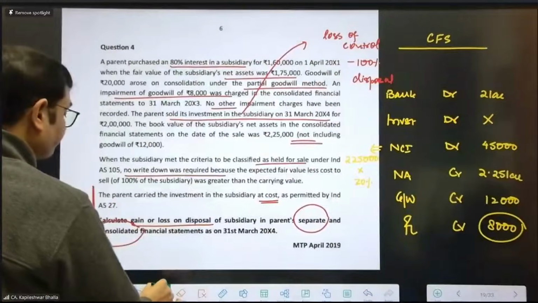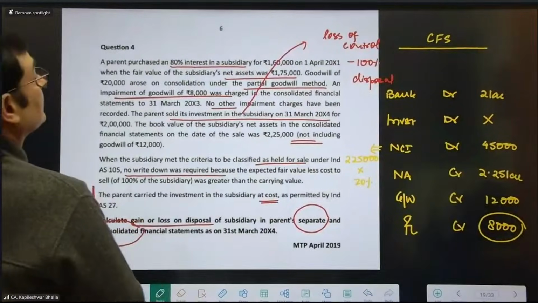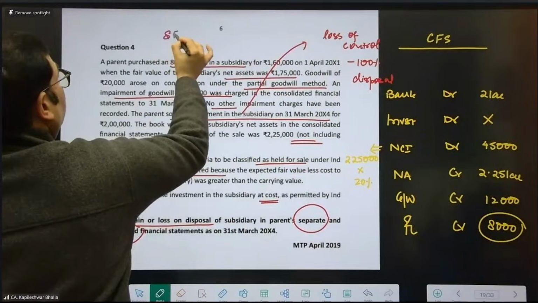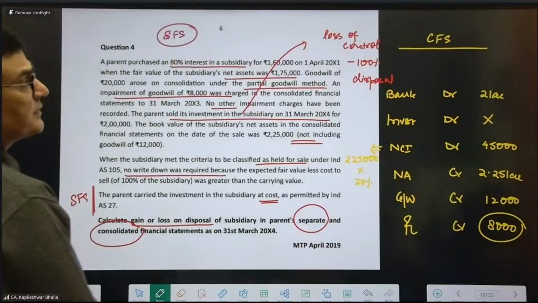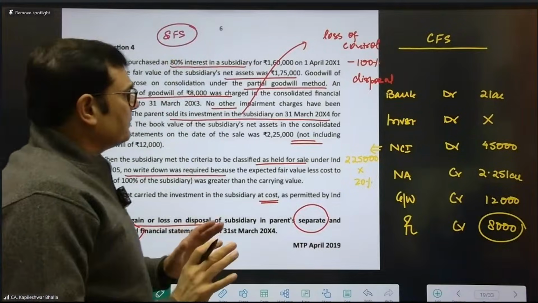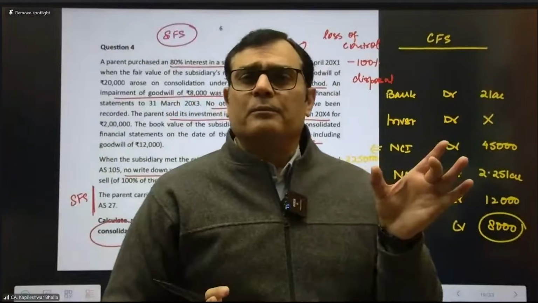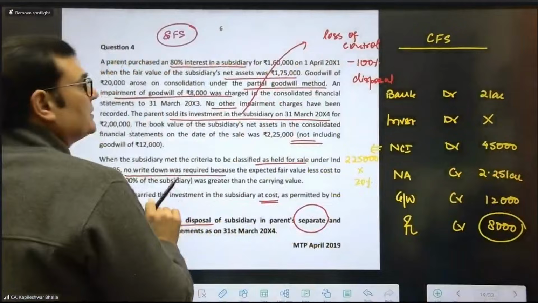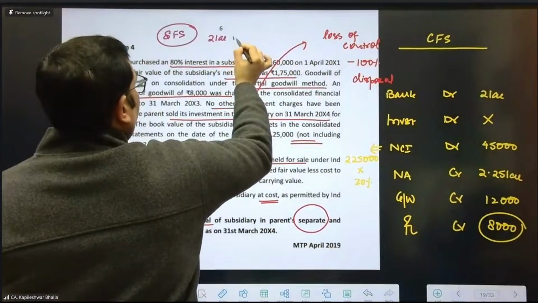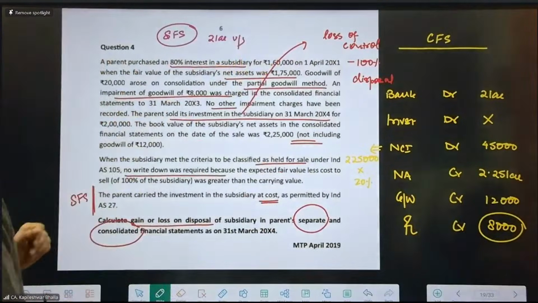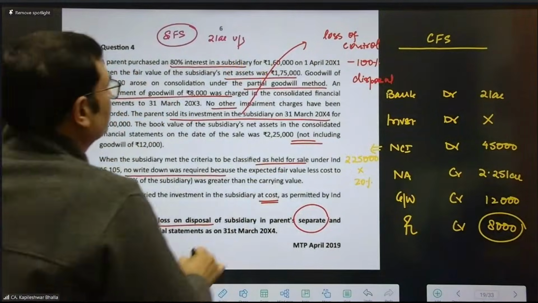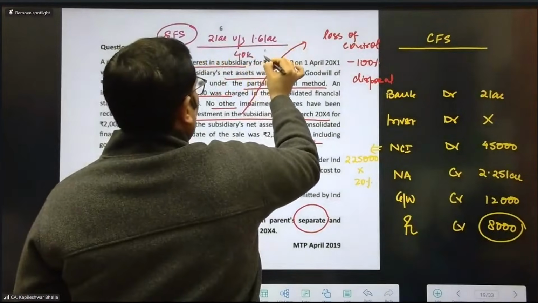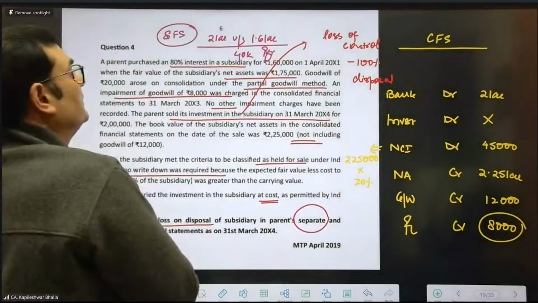Now let's see. If I were to calculate the profit or loss on the separate financials, let's also make simple calculations on the separate financials. Can I say in the separate financial statements, we'll simply compare the sale proceeds versus the original cost of the investment? We made a sale of the investment at 2 lakh rupees. And what is the original cost of the investment? Can I say we made a purchase of the investment at 1,60,000? So there is going to be a profit on sale of 40,000. That profit on sale will be taken in the P&L.